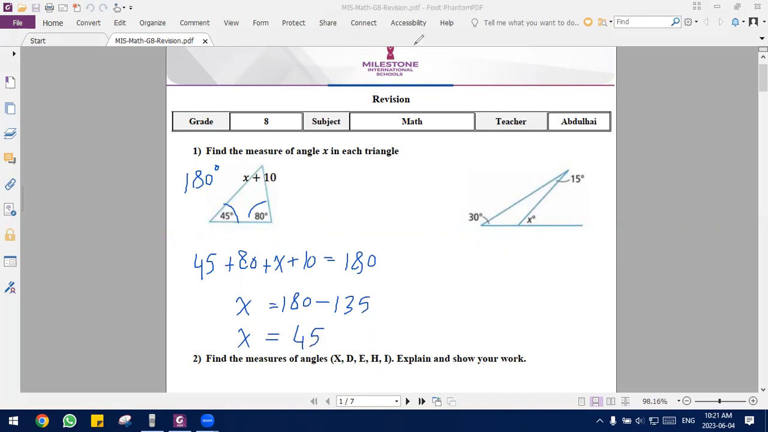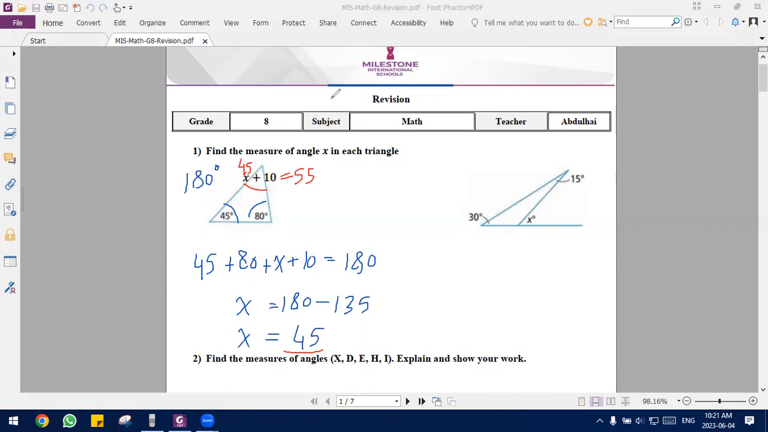Now if I need to find the value of this angle here, we substitute the value of x, which is 45. We substitute it here. So it will be 45 plus 10 equal to 55. So the upper angle is 55, and then we have here 45 and 80. The sum of them has to be 180.